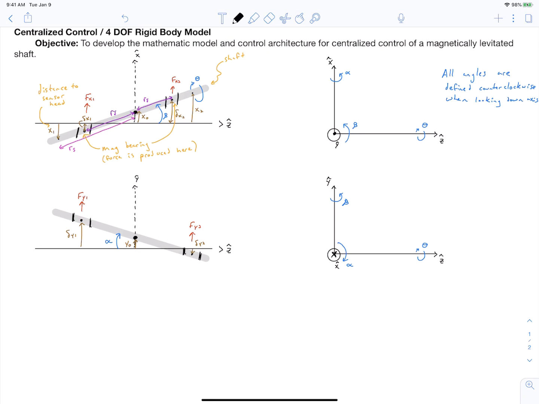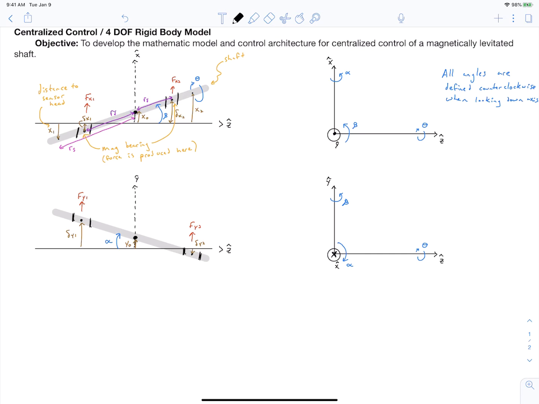The objective of this video is to develop the mathematical model and control architecture for centralized control of a magnetically levitated shaft. Specifically, this video is going to focus on developing the 4 degree of freedom rigid body model. We're not worried about gyroscopic effects in this video, that will be saved for a later video. Instead, we're just going to focus on how we can control force in 2 planes on a shaft in order to control the shaft's tilting and radial movement.